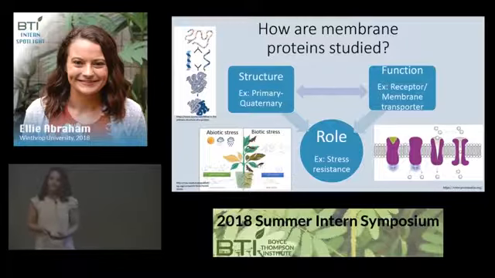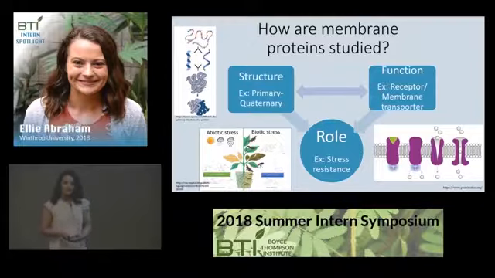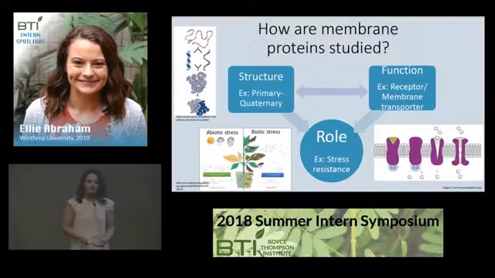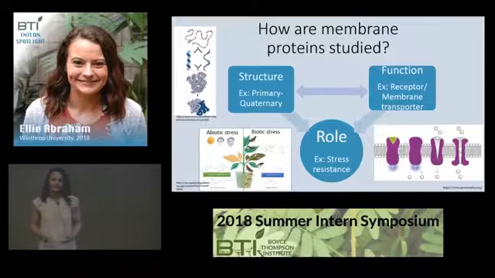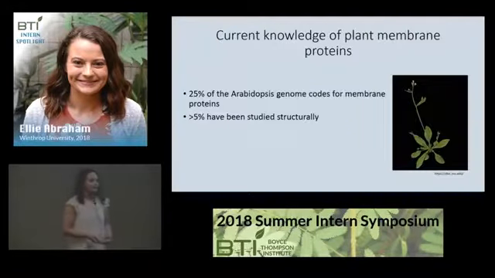It's really important, though, for us to understand the structure, especially in plants. As an example, 25% of the Arabidopsis genome, that's 1/4 of the entire genome, codes for membrane proteins, so they have to be pretty important. But less than 5% have been analyzed for their structure, and that's about 5 to 10 proteins. That's why I wanted to spend my summer developing tools to make this analysis a little bit easier and more accessible to more people.